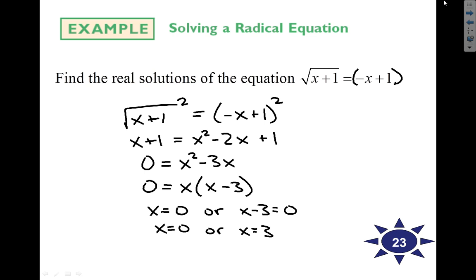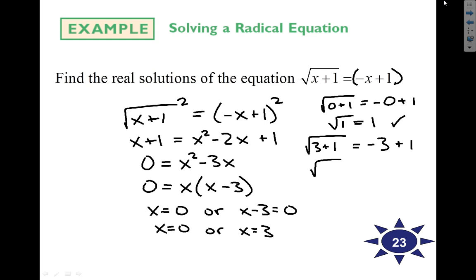And if you plug this back in, we could check this. The square root of 0 plus 1 equals negative 0 plus 1. And so the square root of 1 is equal to 1. That checks out. Let's try it with 3. The square root of 3 plus 1. Is that equal to negative 3 plus 1? Is the square root of 4 equal to negative 2? And it is, because the square root of 4 is going to give you plus or minus 2. So we would get the negative there. So that one checks out as well. Pause the video. Try problem 23.